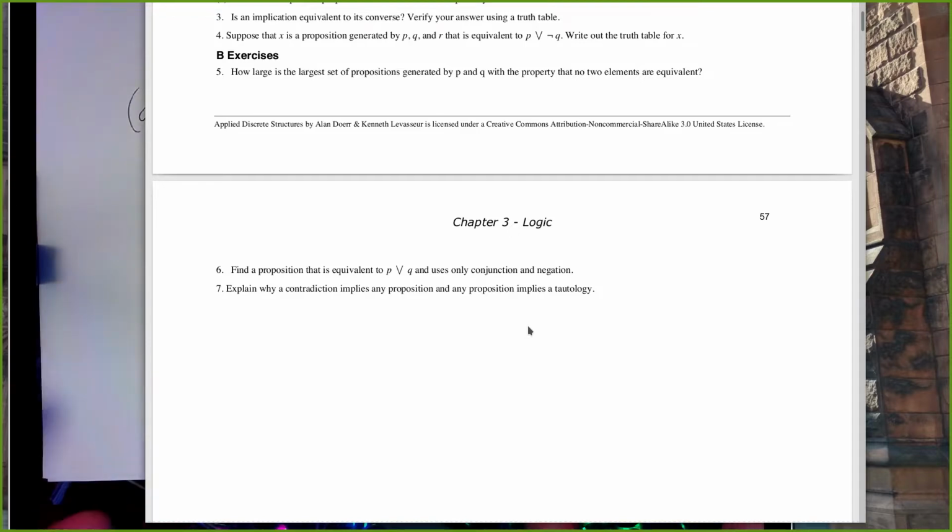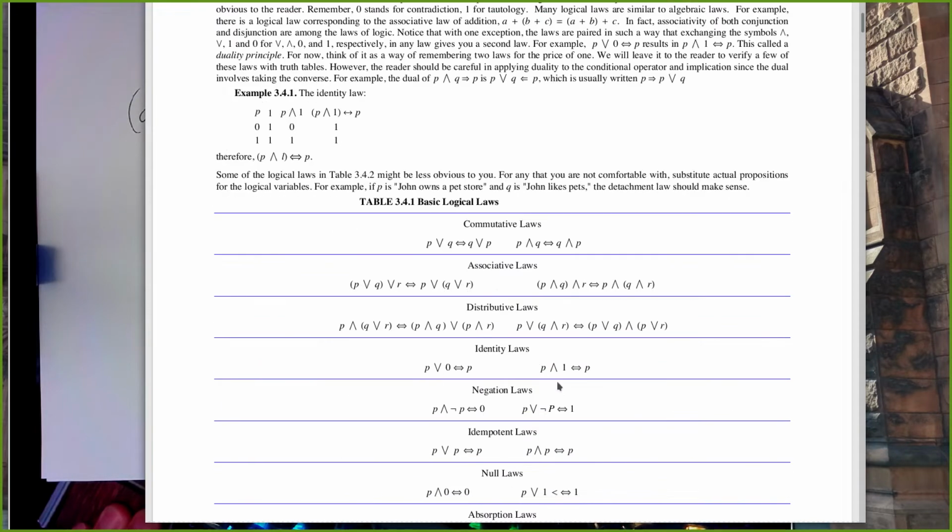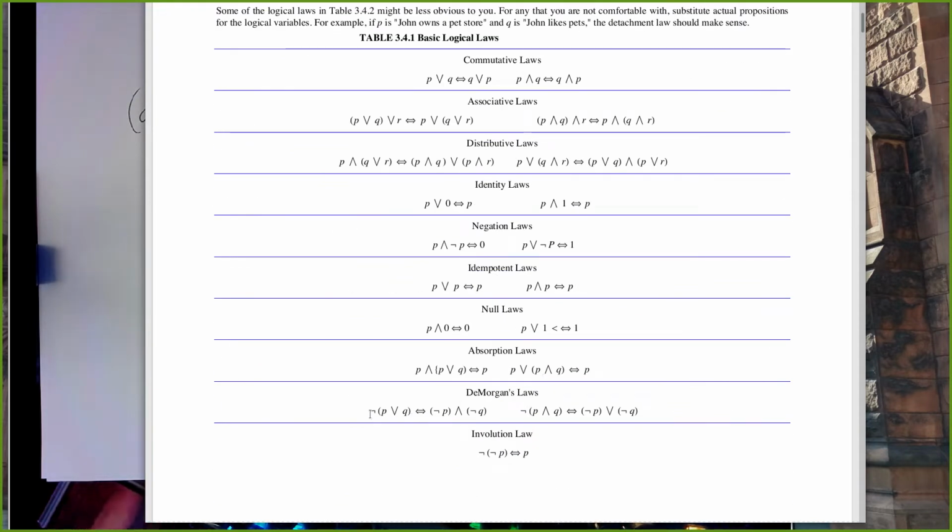So, De Morgan's theorem really has two very specific forms, which are these two down here. And it's declaring the equivalence between this proposition and that proposition, and also an equivalence between that proposition and this proposition. Okay.